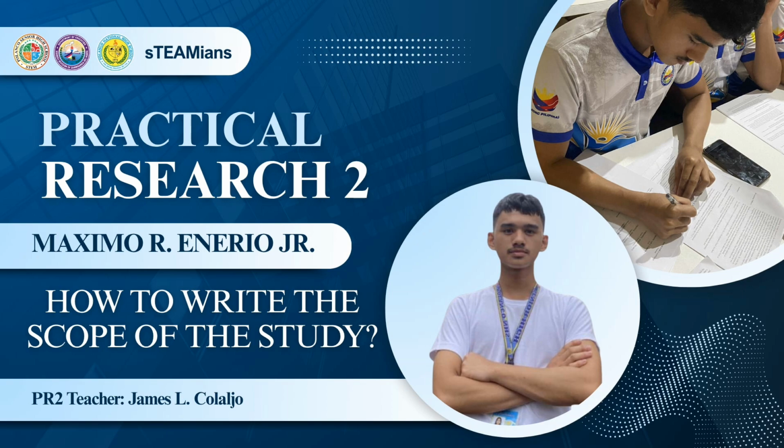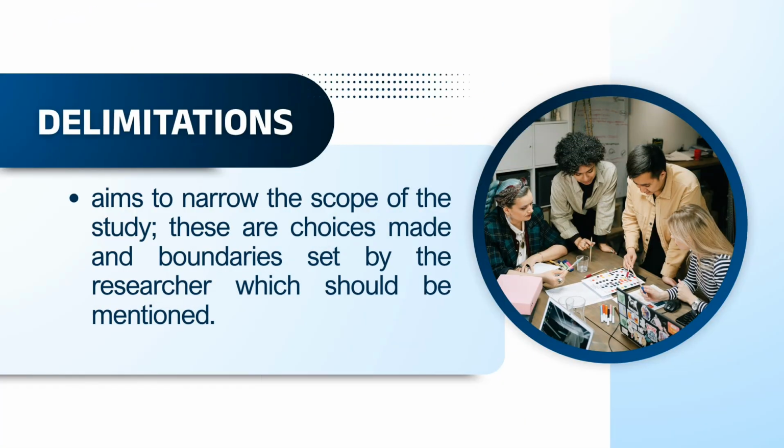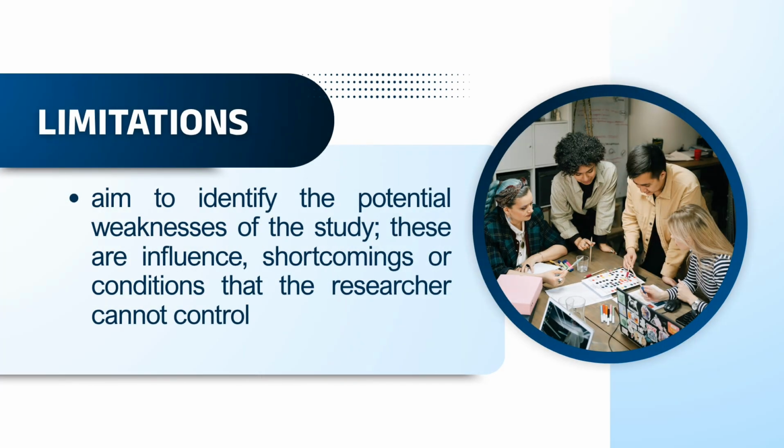But before we proceed to our discussion, I need to differentiate first between limitation and delimitation. According to the IMS blog of St. Cloud State University, delimitations aim to narrow the scope of the study. These are choices made and boundaries set by the researcher which should be mentioned. Now, let us proceed to limitations. Limitations aim to identify the potential weaknesses of the study. These are influences, shortcomings, or conditions that the researcher cannot control.